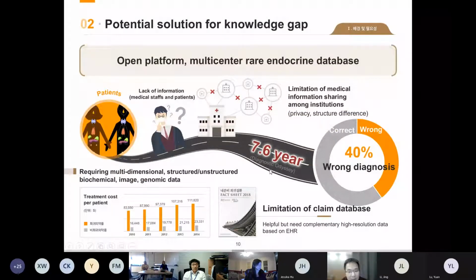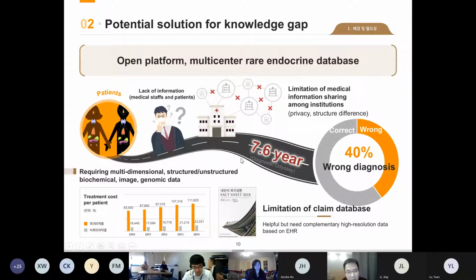But the tragedy is, according to several reports, 7.6 years of diagnostic odyssey, and then finding a wrong diagnosis in 40% of these patients. So this is the problematic situation, partly due to the lack of information. Limited information could be overcome by claim databases or registry-based approaches as in traditional studies, but these data have limitations like very shallow information. Sometimes, to capture the characteristics of these rare endocrine diseases, we require multidimensional structured, unstructured, multi-center biochemical, image, or genomic data sets.